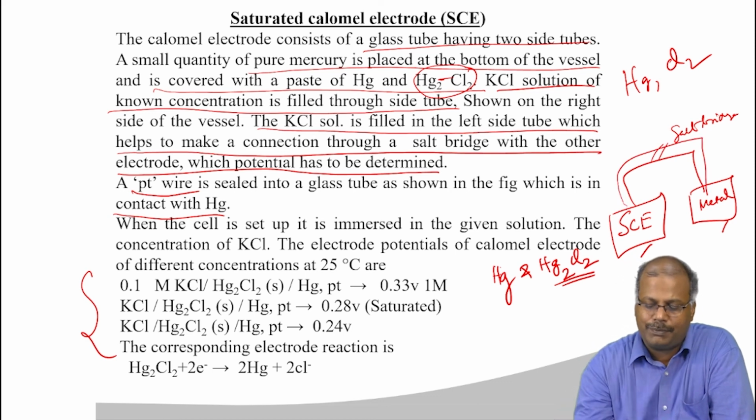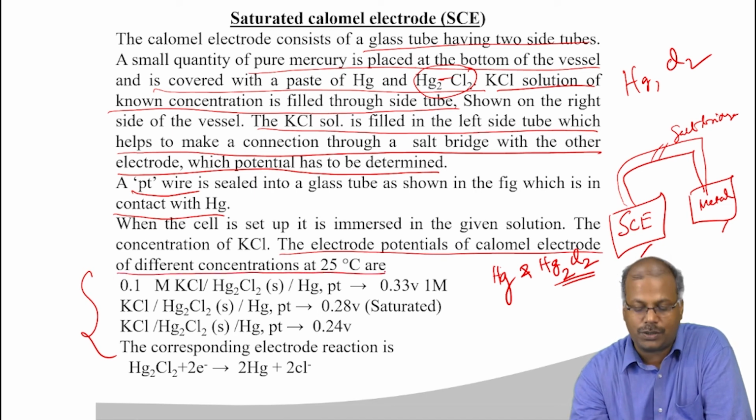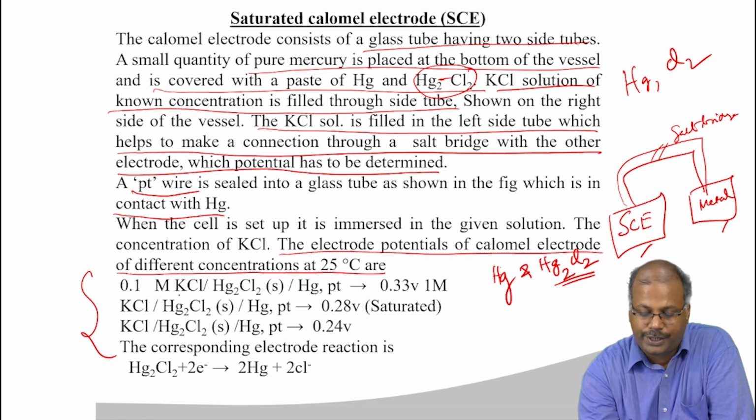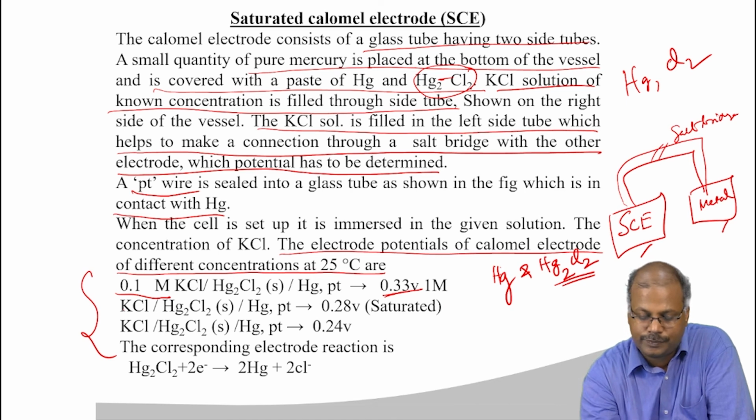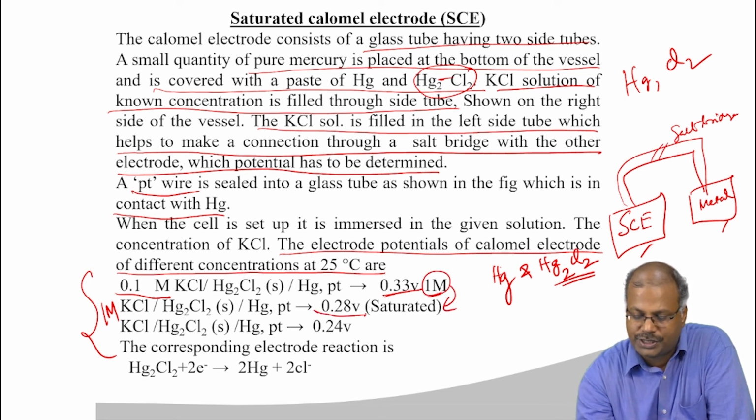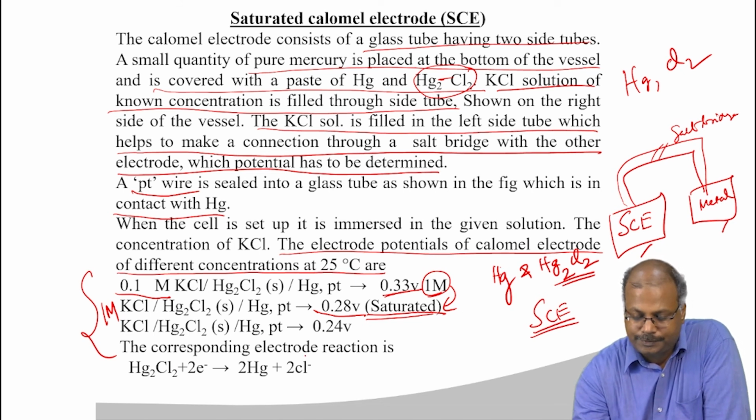Okay. For example, the electrode potentials of calomel electrode of different concentration at 25 degrees centigrade are: for 0.1 molar KCl, Hg2Cl2, mercury, platinum, it is 0.33 volts. For 1 molar KCl, it is 0.28 volts. For saturated KCl, it is 0.24 volts, which is called saturated calomel electrode, SCE, which is normally used as a reference electrode.